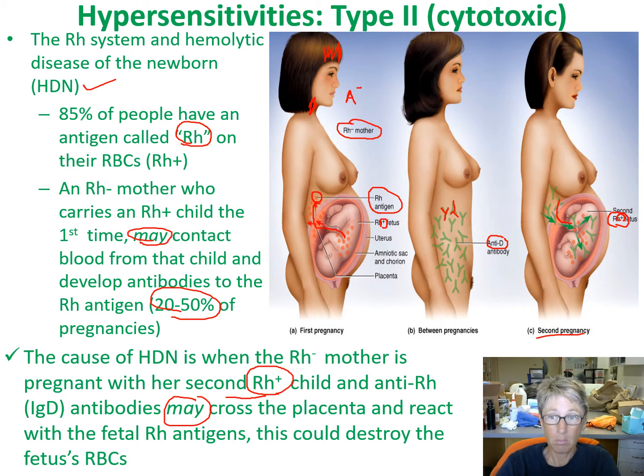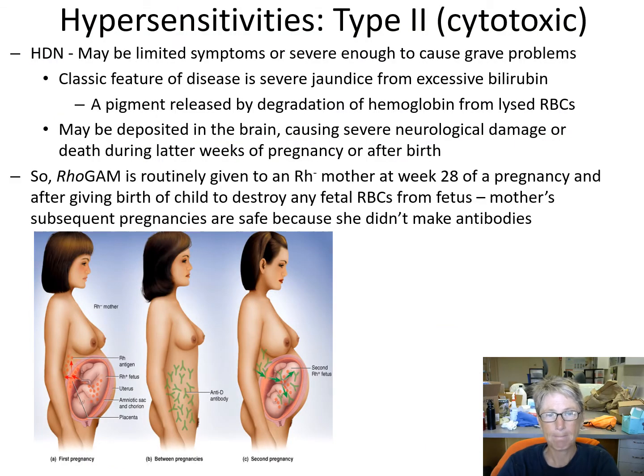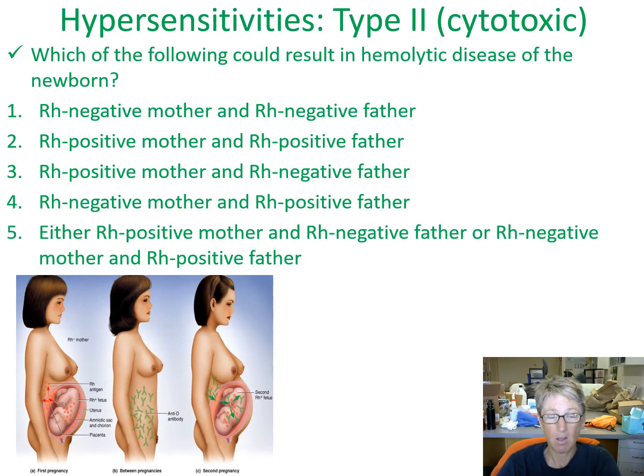But sometimes these antibodies can cross the placenta and they can destroy the red blood cells of the second fetus. Hemolytic disease of the newborn could have really limited symptoms, or it could cause really bad problems in the fetus. And here's the pill that they give Rh negative mothers now, RhoGAM. So the mother's subsequent pregnancies are safe because RhoGAM stops her from making any antibodies, the anti-Rh or anti-D antibodies.